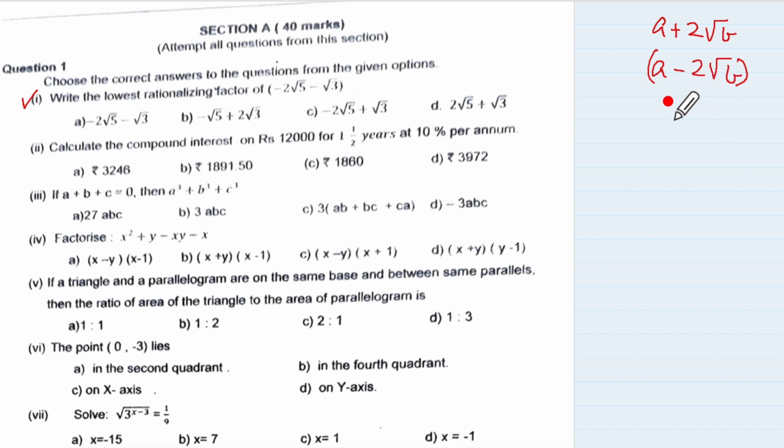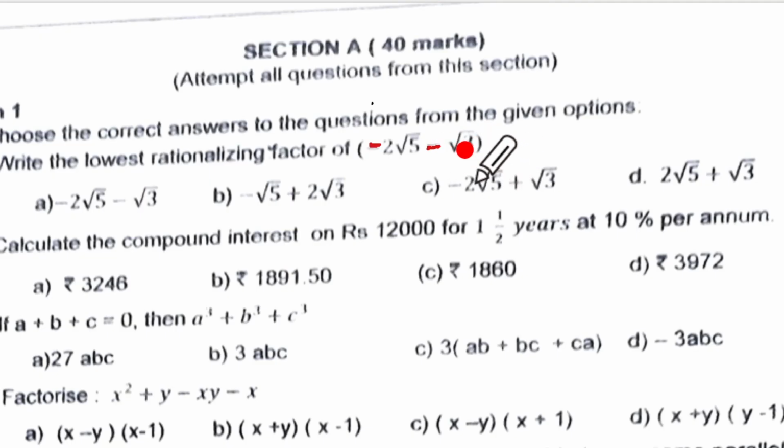Now here you will see that both of these signs are minus signs. Now look, both of these signs are plus. So you will use one plus sign and one minus sign, correct? And we'll make sure that it is 2 root 5 minus root 3, or it could be minus 2 root 5 plus root 3. Now you understood the logic. So this is not possible because this is the same as this. So this is not the correct one.